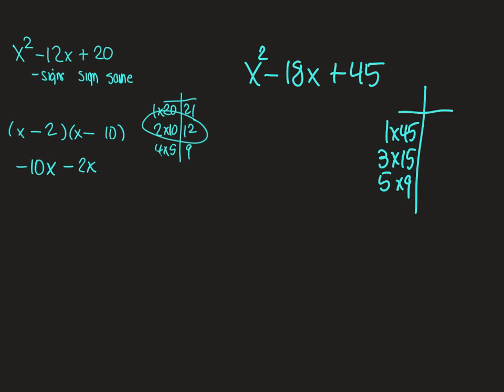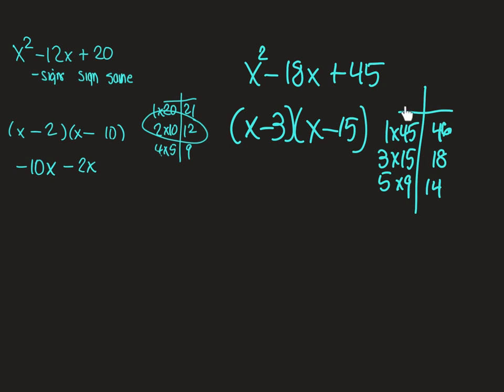Have you figured out yet? X minus 3 and x minus 15. This is the combo that adds to get 18. This adds to get 14, and this adds to get 46. And 18 is the one that we wanted.